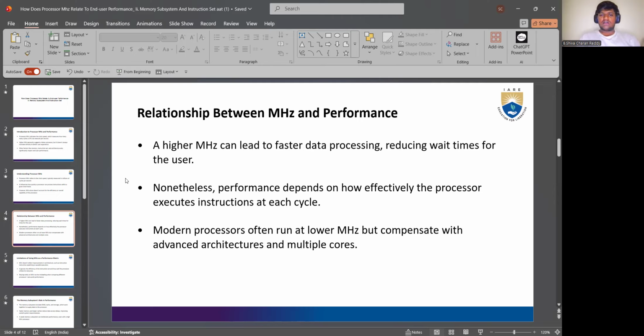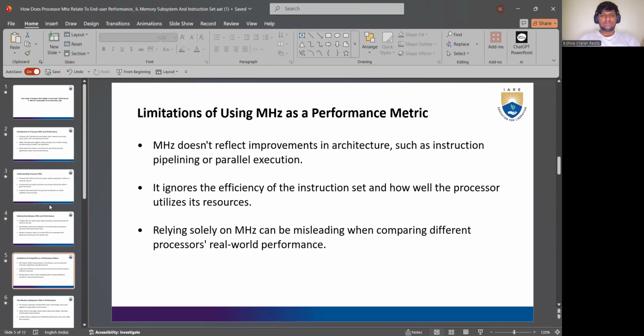And also, coming to modern processors, they run at lower megahertz but compensate with advanced architectures by having multiple cores, and they also process everything accurately and execute the instructions properly at each cycle. Coming to limitations of using megahertz as a performance metric.